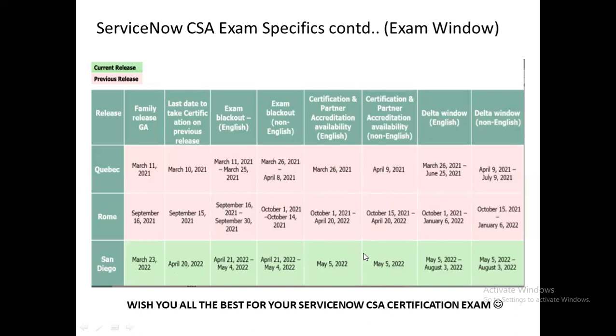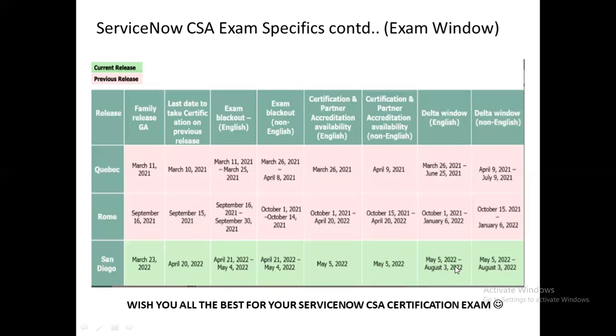Whoever has done the exam in the previous version, which is Rome, is allowed to take the delta exam only till 3rd of August. So if you do not complete your delta exam by 3rd of August, your certification will be expired if you have done your CSA exam in Rome, not in San Diego. Of course, if you've done it in San Diego, then you don't have to do any delta. So deltas are applicable only in those cases where you've done it in the previous release, right? I hope this particular slide is clear to all of you.